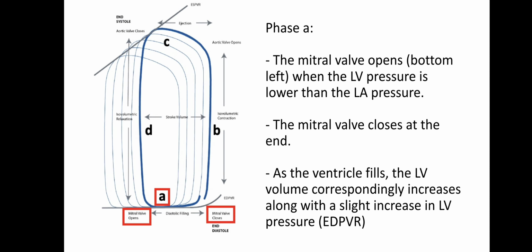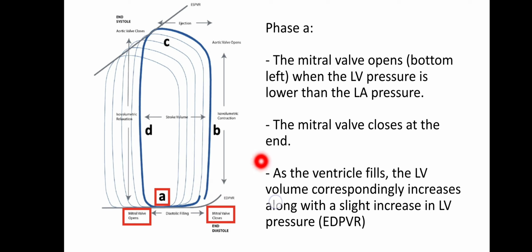The phase A. Phase A starts when the mitral valve opens, at the bottom left, when the LV pressure is lower than the LA pressure. After the end of isovolumetric relaxation, the LV pressure drops. When the LV pressure drops below the LA pressure, the mitral valve opens.